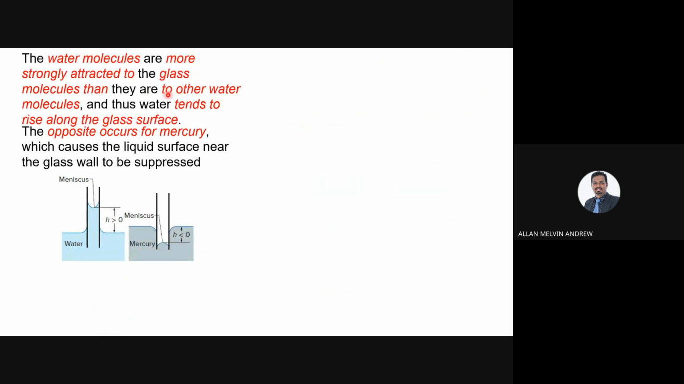The water molecules are more strongly attracted to the glass molecules than they are to other water molecules, and thus water tends to rise along the glass surface. So maybe the question can come: why actually did this happen? The water level is initially at this level. Then when you put a tube or a container inside, why does the water go up? So we can ask this question, and they give the answer here.